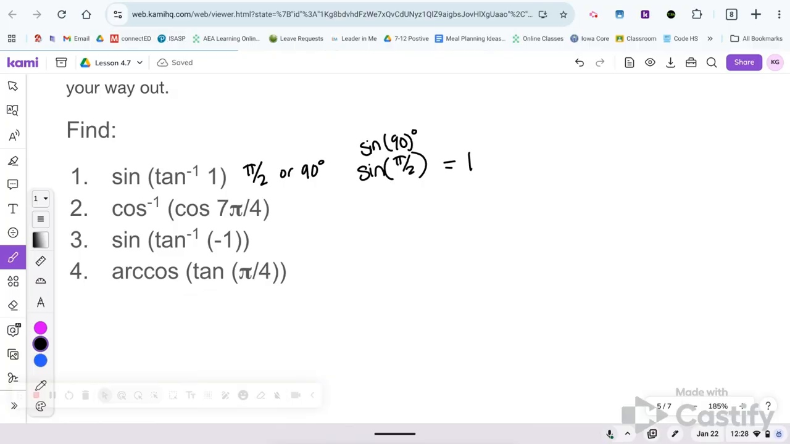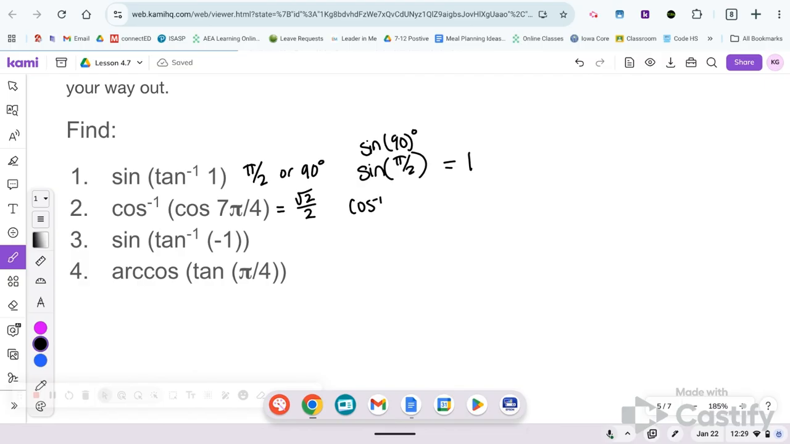The next one says to do the cosine of 7 pi over 4, which is down in quadrant 4. The cosine of 7 pi over 4 is square root of 2 over 2. And then what is the inverse cosine then of square root of 2 over 2, or what is the degree or radian measure? Either one is fine. And I see that at pi over 4 or 45 degrees.